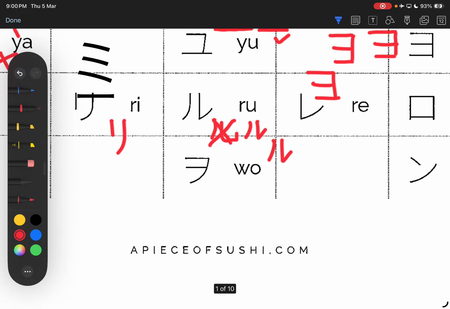Next we have re. Vertical line and then a horizontal slanted upwards line. It's supposed to be one stroke. Re.